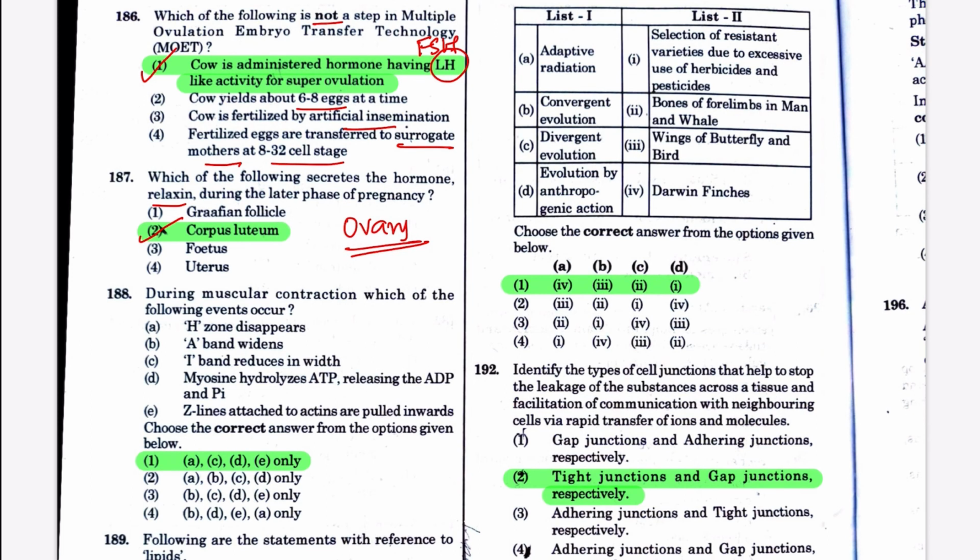Okay, 188, during muscle contraction, which of the following events will occur? Okay, so always remember, whenever muscle contracts, the A band will remain the same. The width or length of the A band will never change. A band remains the same. Whereas the H zone will disappear. This is right. I band will reduce in width, right? In myosin only we have this ATP binding site. Okay, and also the activity takes place where the ADP and phosphate would have been released. And the Z line, okay, the sarcomere Z line, which is attached to the actins, will be pulled inwards. This is also right. So except B, all others are right. So A, C, D, E.